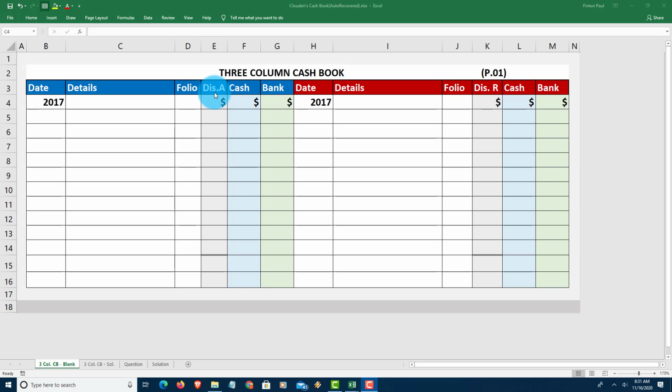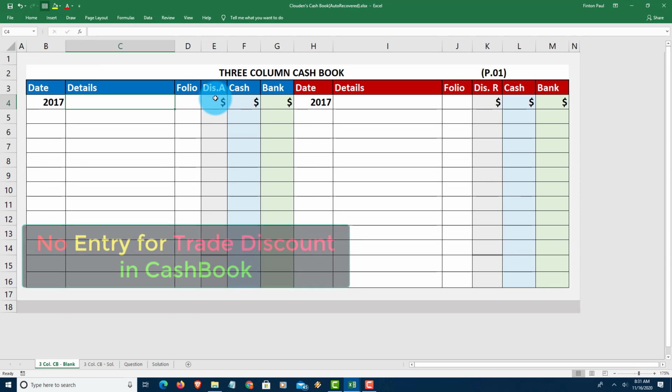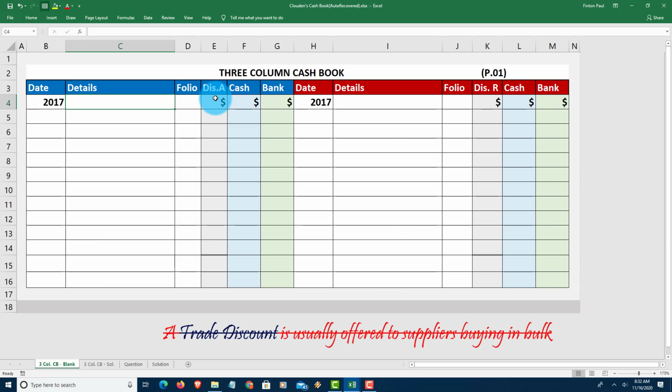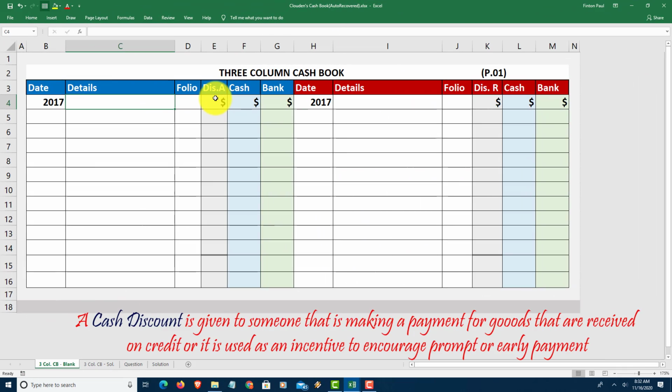Now when we record any discount in the cash book, we're not dealing with a trade discount. In fact, we are dealing with a cash discount. Do you know the difference? Well, a trade discount is usually offered to suppliers buying in bulk, whereas a cash discount is given to someone that is making a payment for goods that are received on credit, or it is used as an incentive to encourage prompt or early payment.